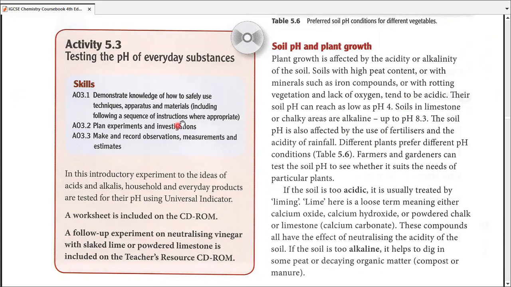Now, moving on, in some areas the soil is naturally acidic. In some areas the soil is naturally alkaline. In some areas soil becomes acidic due to the rainfall. So there are different conditions and different plants prefer different pH conditions. Farmers and gardeners need to test the soil pH and take it into account for the suitability of particular plants.